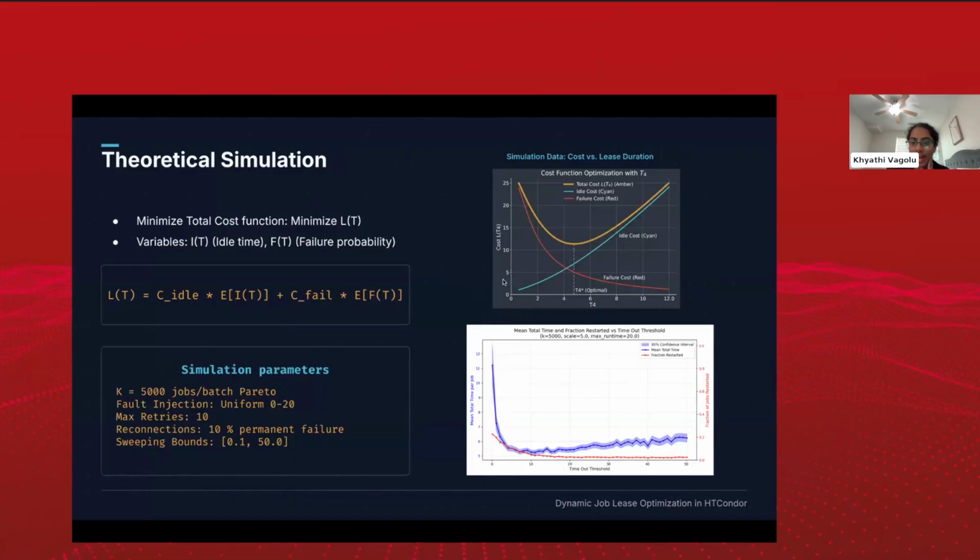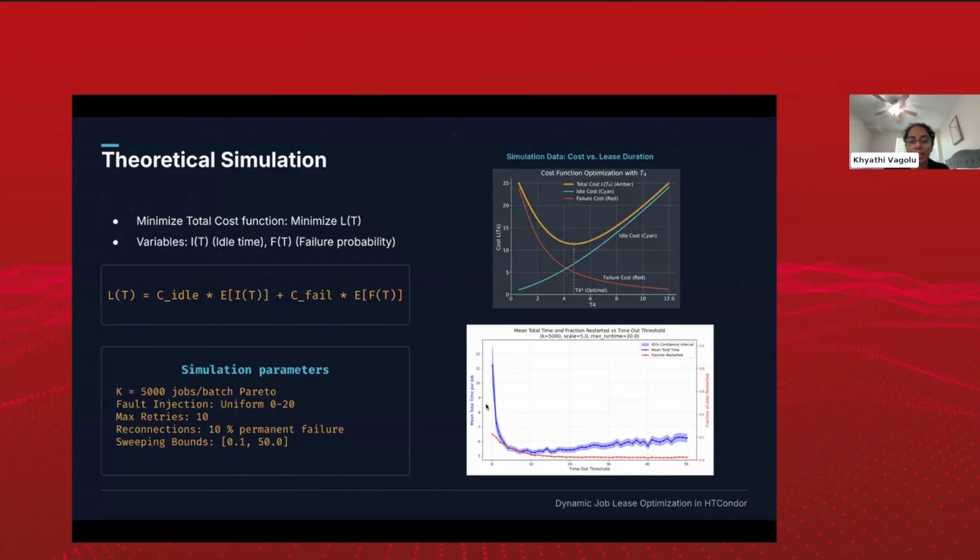So as you can see on the right, as time increases, the idle cost would increase. So that is the increasing graph. And likewise, the more time you spend on reconnecting the job, the more likely it is to recover from a failure. So the failure cost comes down, and that would give us a beautiful curve of the total cost, which shows that we can have a theoretical optimal value that we can set on the system.